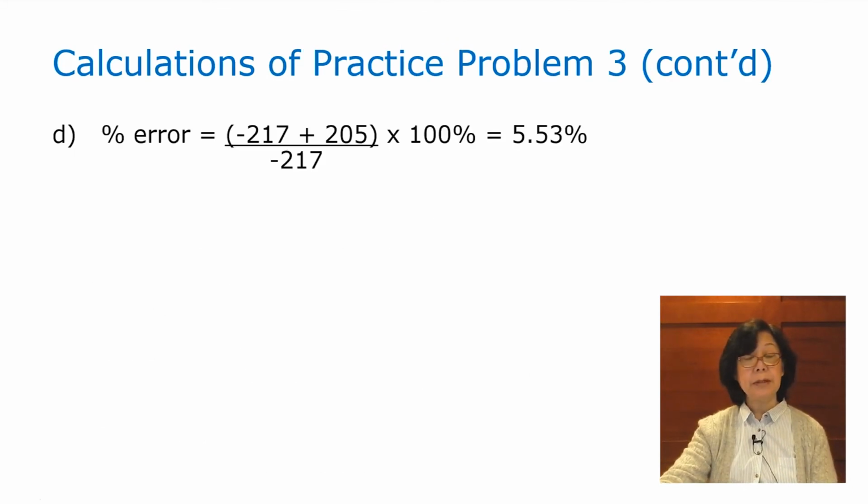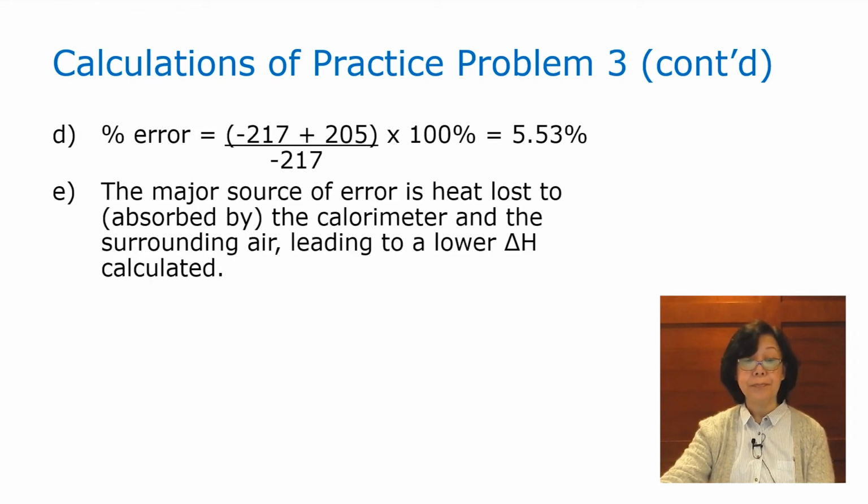The percent error compared to the negative 217 kilojoule theoretical value is calculated as 5.53%, and we actually have a lower value than the theoretical value. The major source of error could be heat loss to the calorimeter and the surrounding air. That means heat has been absorbed by the calorimeter and the air, leading to a lower or smaller enthalpy change calculated.